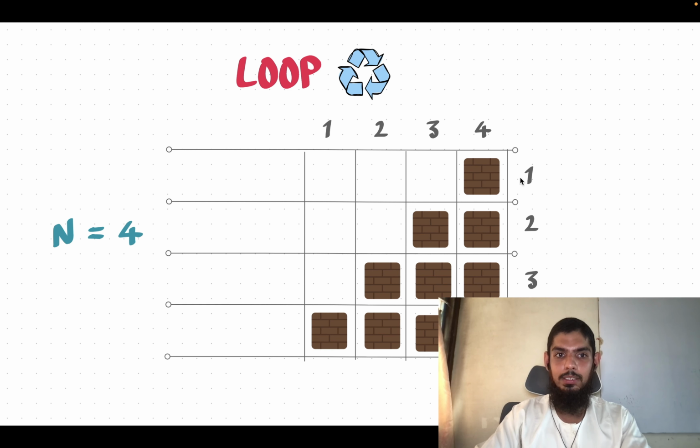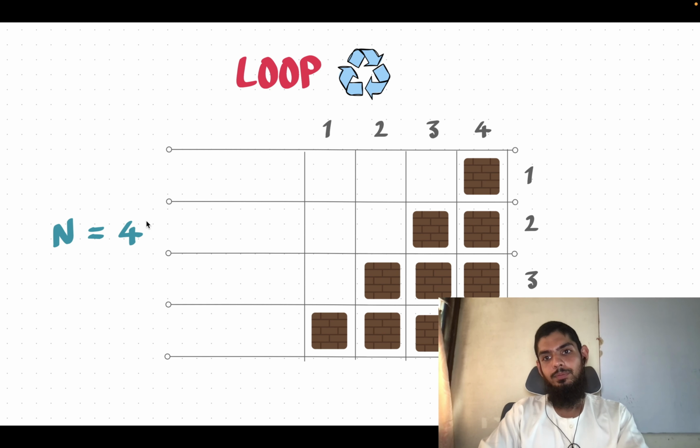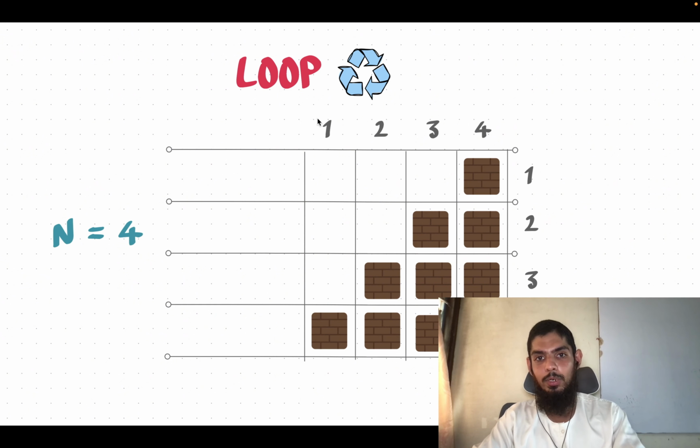So 4 minus 1 is 3, 4 minus 2 is 2, 4 minus 3 is 1. So the first row, if we do 4 minus 1, we get 3. So we can see over here for the 3 columns, we have a space. And the fourth one is an asterisk.